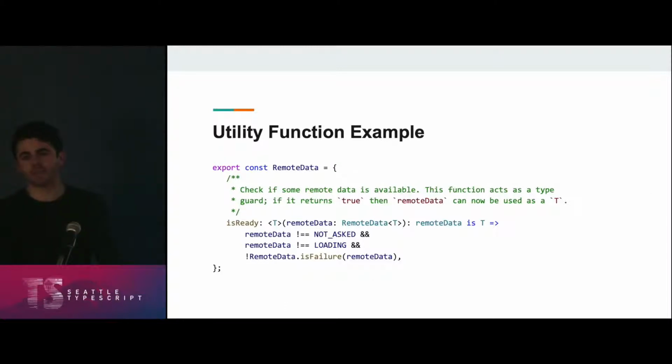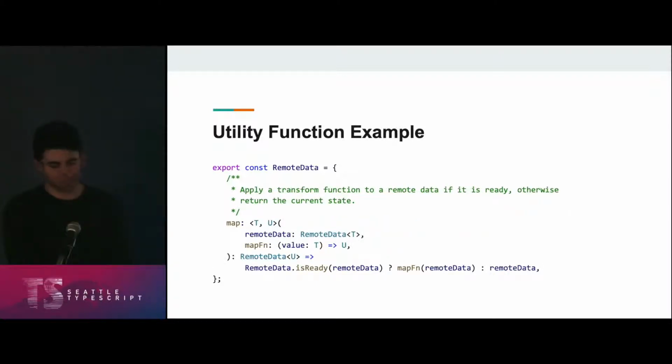So here's an example of that guarding thing. You can see how it takes a RemoteData of T, and if the thing is ready, it will actually then let you use the value you passed in as if it was just T. Here's another one. This one is just like a regular map where it transforms the thing. So if the thing is ready, then your map function will be run, and what you'll get back is a RemoteData of the output of the map function you provided.